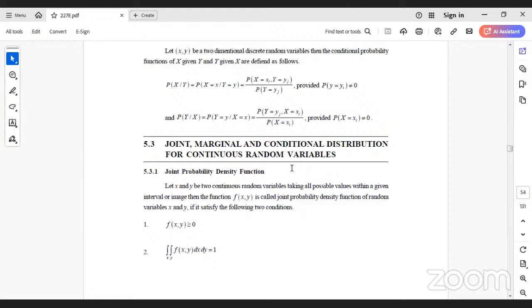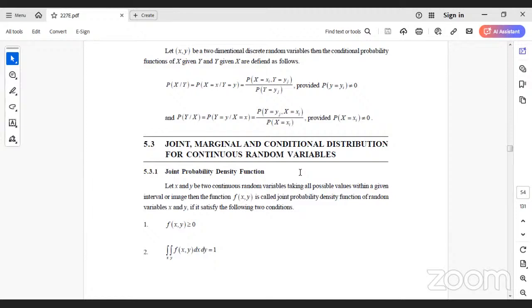Let x and y be two continuous random variables taking all possible values within a given interval. Then the function f of x, y is called the joint probability density function of the random variables x and y.